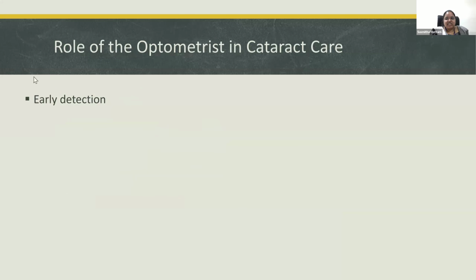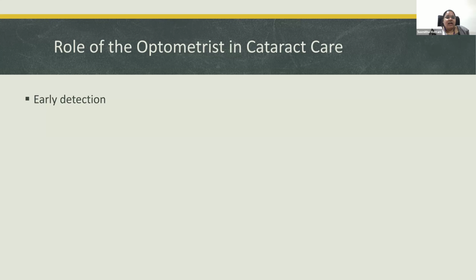So, in the early detection, identifying cataracts during routine eye examinations. A patient might come for a general checkup without any complaints, like a yearly checkup. But based on the complaints, you can identify whether the patient is having cataract, or recognize early symptoms such as blurred vision, glare, halos around the lights, and reduced contrast sensitivity.